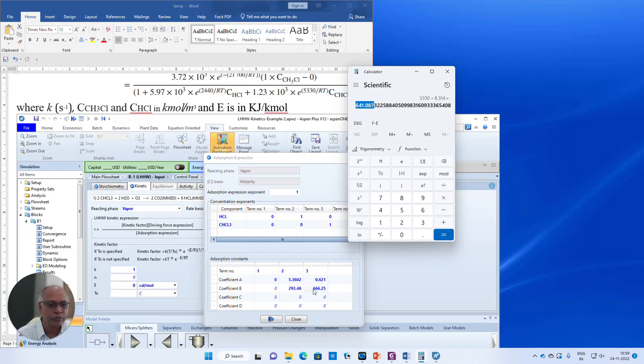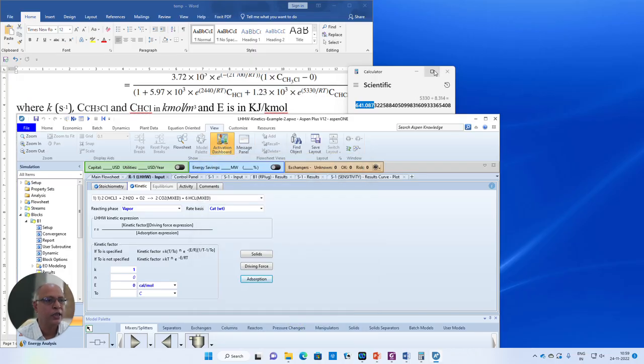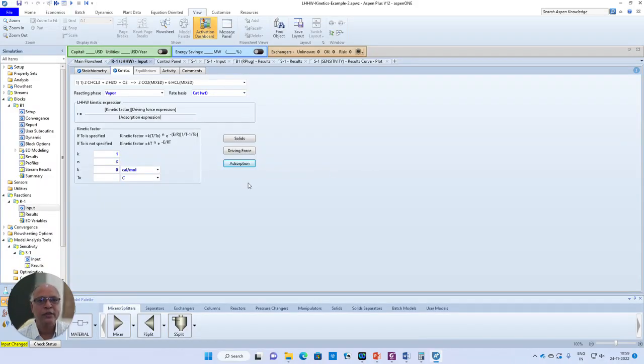Let's see. So this is how you need to enter the information with respect to kinetic term, driving force term, and adsorption term, especially when you are using Aspen handling Langmuir-Hinshelwood-Hougen-Watson correlations. So having done this, now you can see all the input will be complete. You should be able to run the problem.